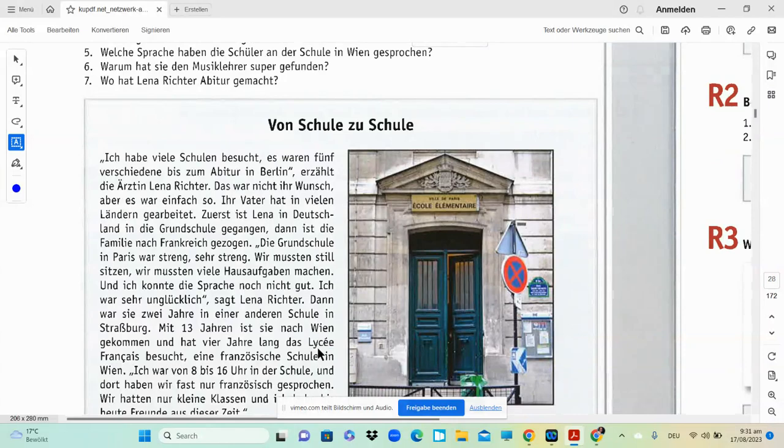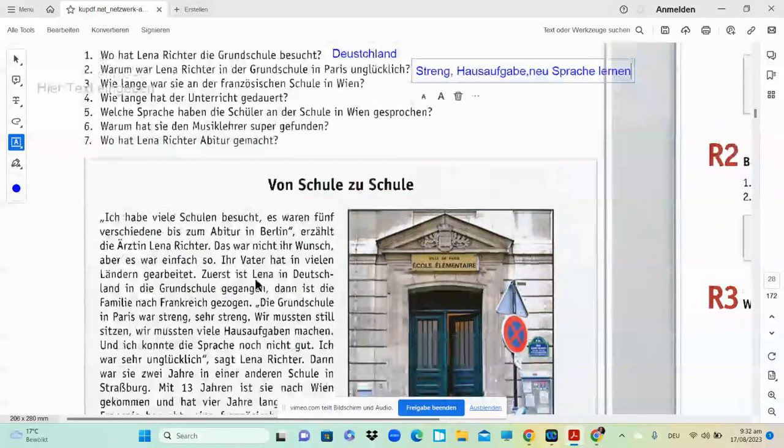So I'm not able to pronounce this particular word. This is probably French, and please pardon me for this. Eine französische Schule in Wien. So in Wien she was for around 4 years. Okay, so you can say 4 Jahre. Okay, 4 Jahre.